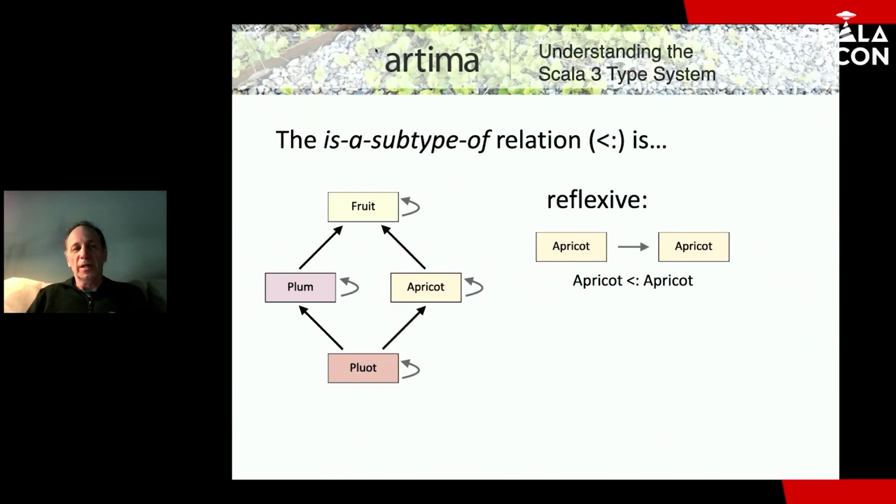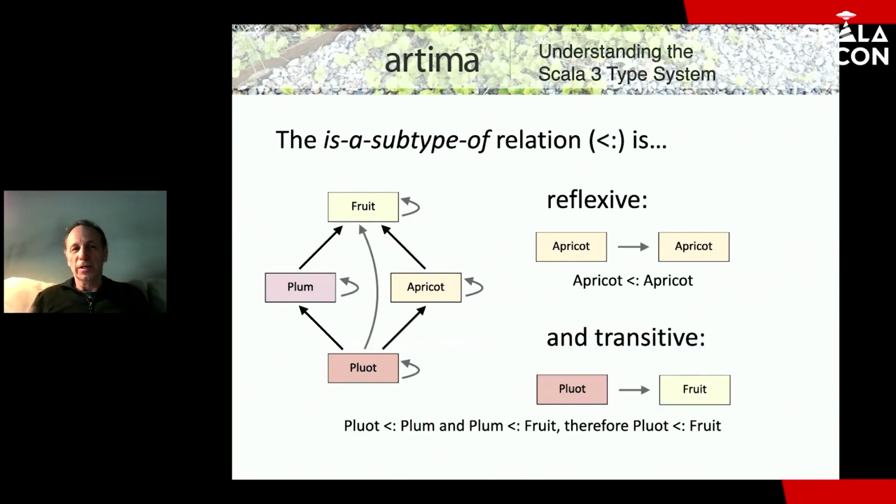What transitive means, the other arrow that's missing from this diagram, which we don't usually show, is that given that pluot is a subtype of plum, and plum is a subtype of fruit, that means that pluot is a subtype of fruit. That's always going to be true. So that is transitivity. Those are the two properties of the is-a-subtype relation: it is reflexive and transitive.